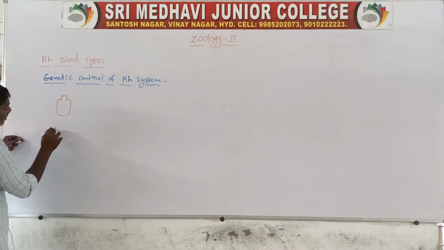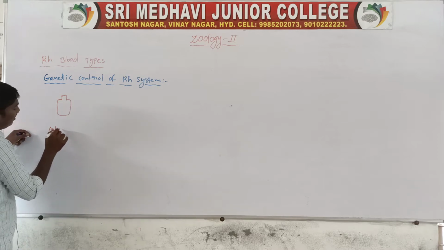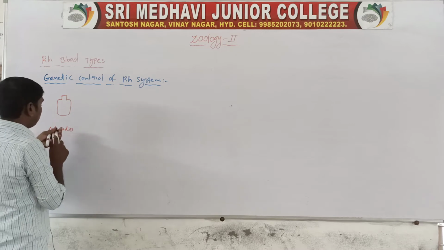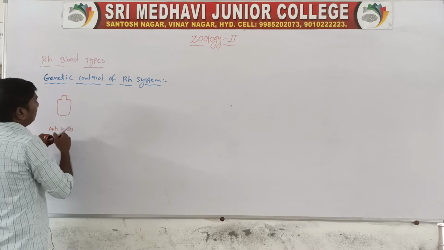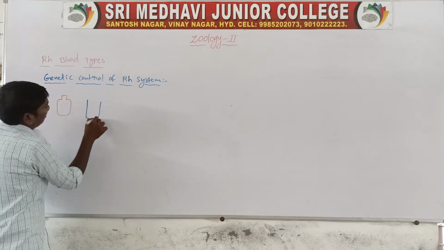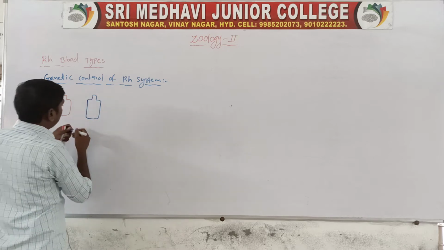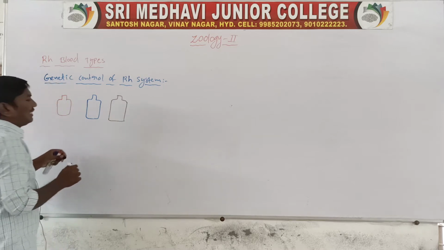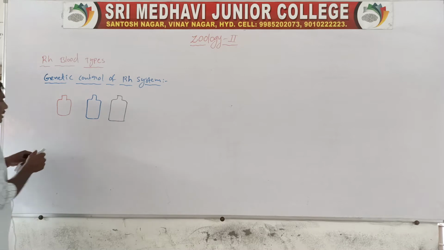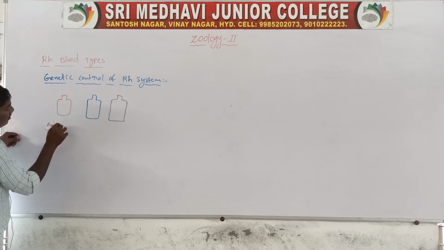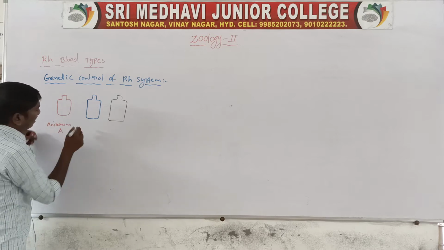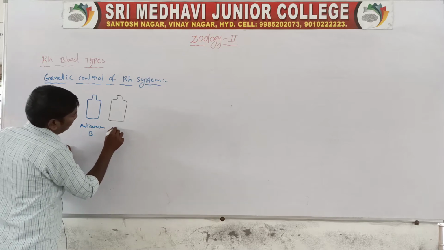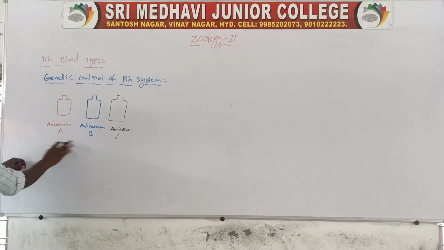The test kit has 3 bottles: anti-serum A, anti-serum B, and anti-serum D.